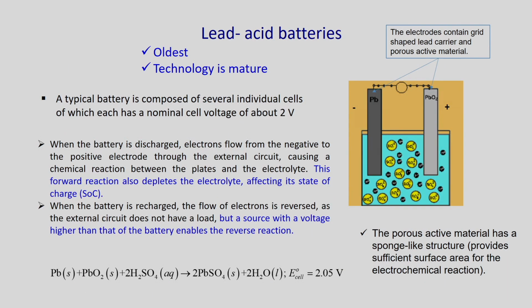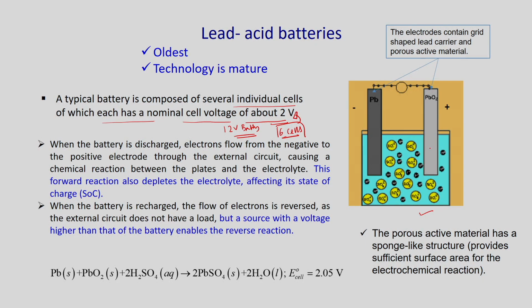Now, let us learn something about lead acid batteries, which are the oldest batteries, and the technology is quite mature. A typical battery is composed of several individual cells, of which each has a nominal voltage of 2 volt. Okay. So, what happens if we look for a 12 volt battery, then how many cells are required? It will be 6 cells, right. Each cell will give 2 volt.